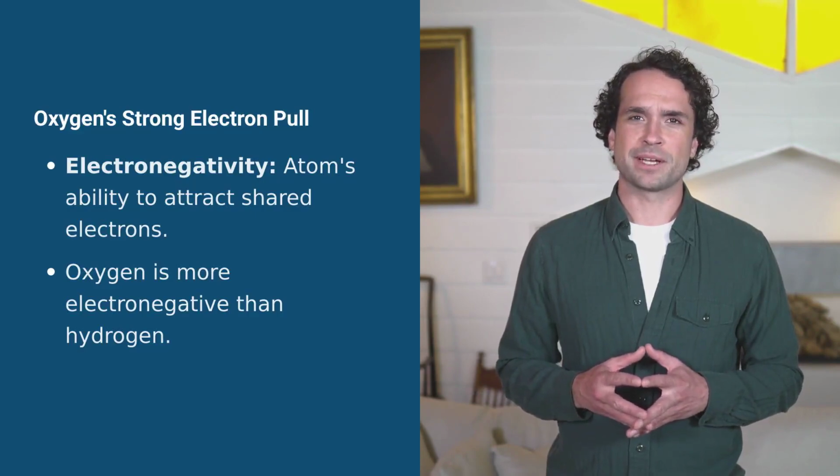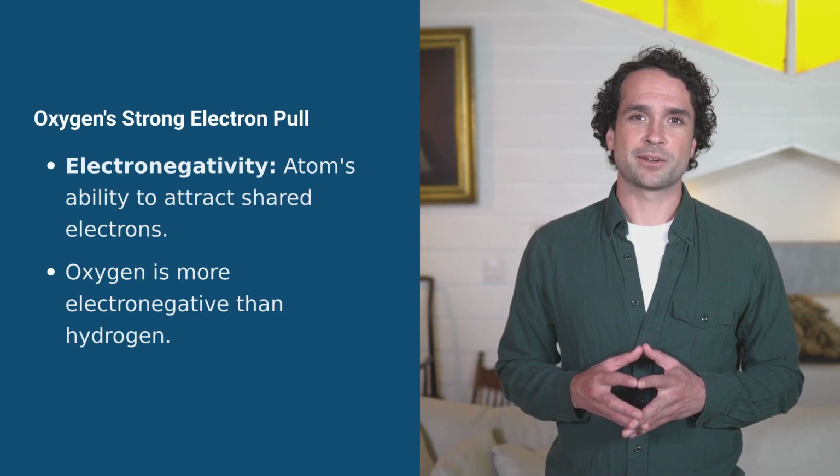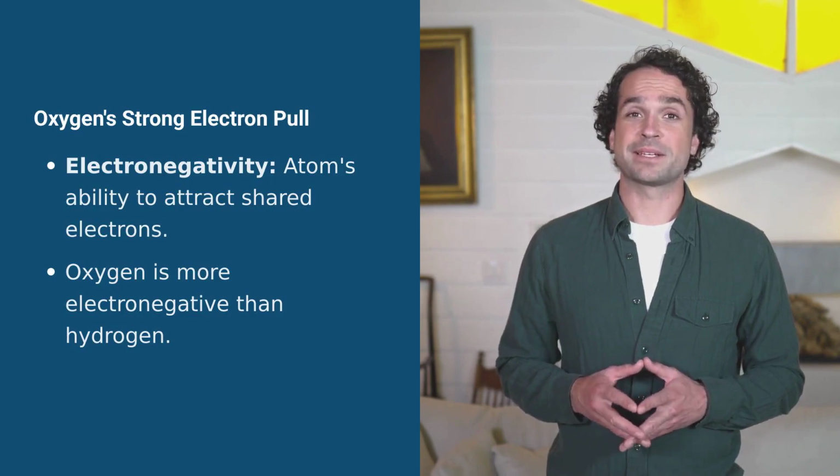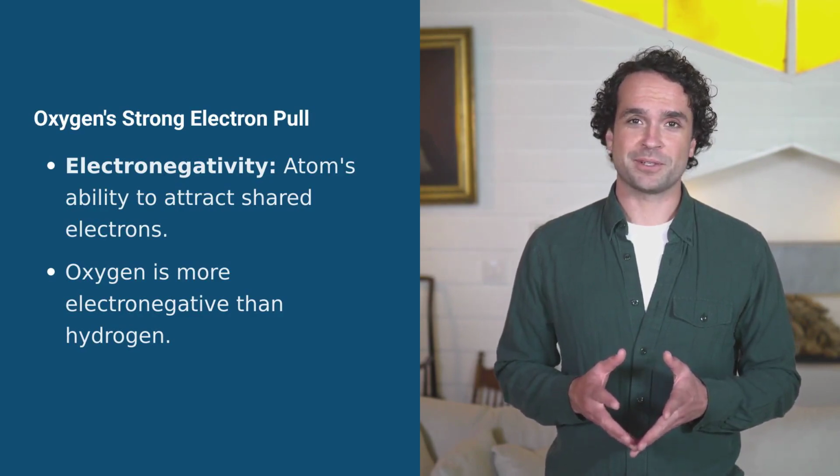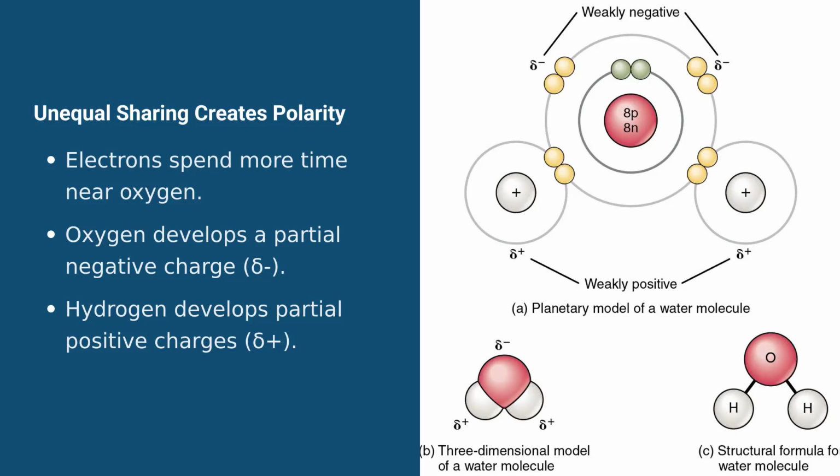Electronegativity is an atom's ability to attract shared electrons in a covalent bond. In the case of water, oxygen is significantly more electronegative than hydrogen. This means oxygen has a stronger pull on the electrons they share. Because oxygen is more electronegative, it doesn't share the electrons equally with hydrogen. The shared electrons spend more time orbiting the oxygen atom than the hydrogen atoms.